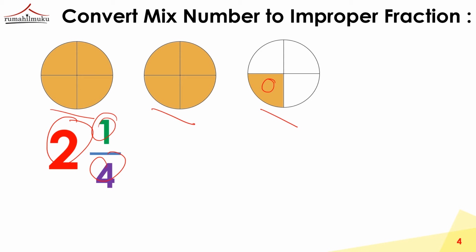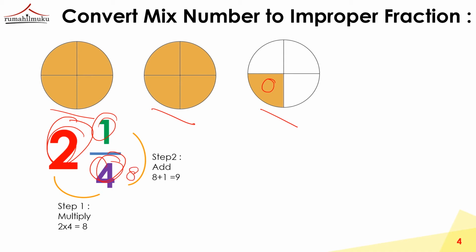But how will we convert this mixed number to an improper fraction? To do that, step 1, we need to multiply 2 and 4, which becomes 8. Then step 2, we're going to add 8 plus 1. So 2 times 4 becomes 8, and 8 plus 1 becomes 9. So the number 9 we're going to put on top as the numerator, and the number 4 becomes the denominator. We can conclude that there are 9 quarters in 2 wholes and 1 quarter.